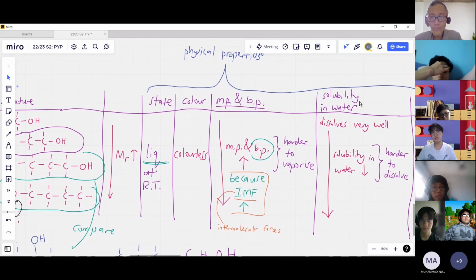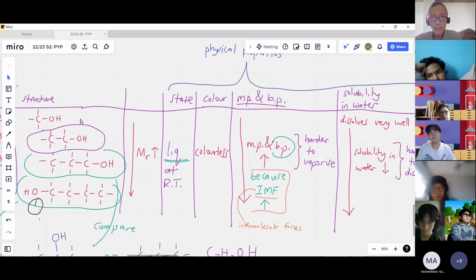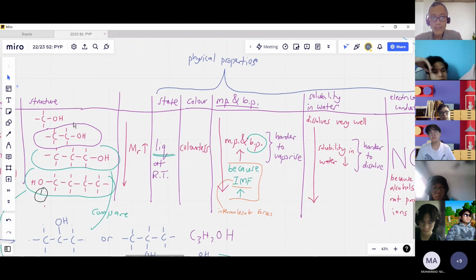Okay, how about this one? Remember, this is also one of the physical properties. This one you have to know: solubility in water. Can alcohol dissolve in water? Well, the simple answer is yes, especially if you look at the alcohol available in the markets. Beer 5%, wine 8%, 10%, 13%, vodka 40%. Ethanol, the second member, can dissolve very well. The first member, this is methanol. It dissolves even better.